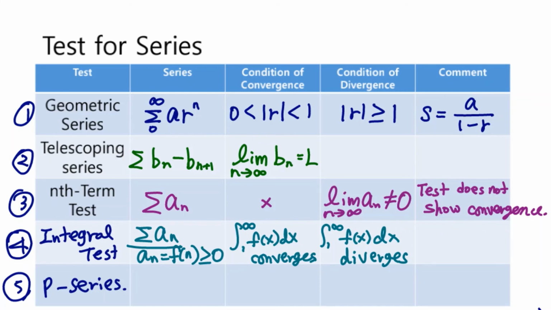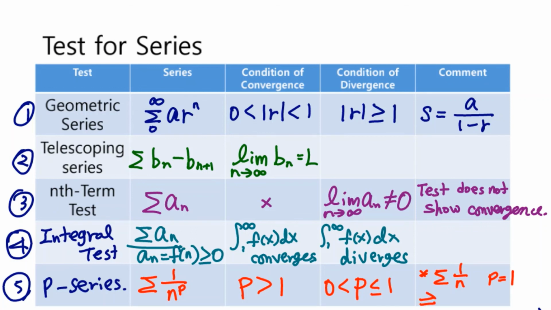The p series looks like this: the sum of 1 over n to the p power. It converges when p is greater than 1, and it diverges when p is between 0 and 1. Especially when you have the sum of 1 over n, which means p is 1, this is called the harmonic series. It's just a special name.